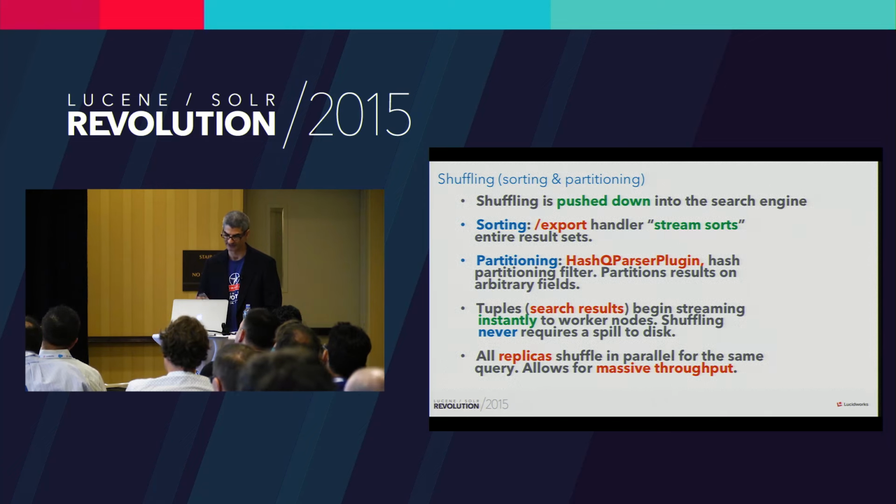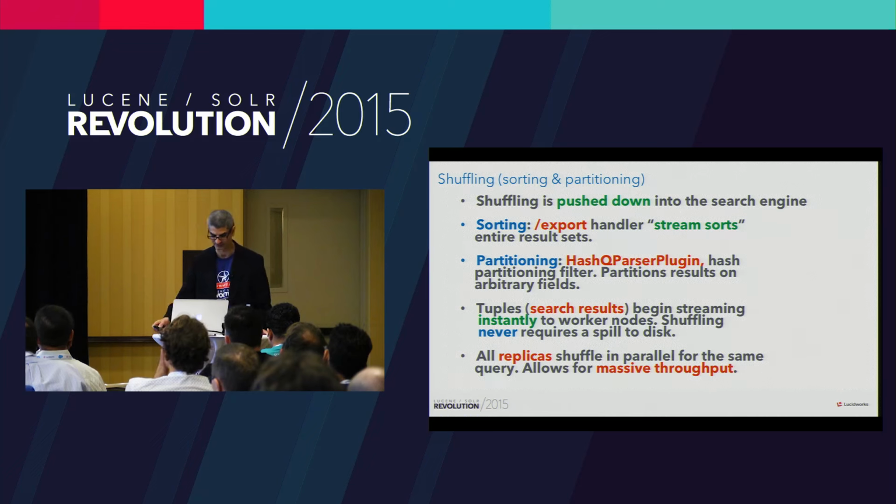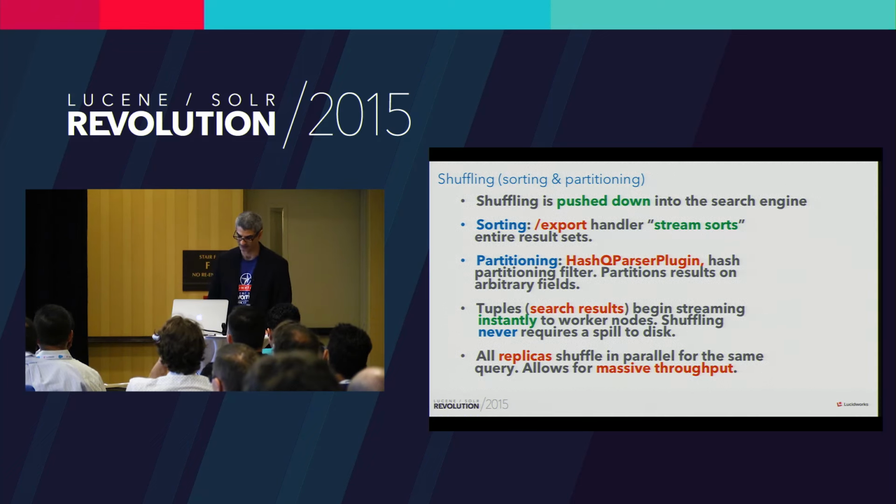Another really interesting feature of this is that all replicas shuffle at once for the same query. With Solr Cloud, typically you get one replica per shard giving you the top N documents back, and they get merged. With parallel SQL and shuffling, all replicas shuffle at once, and there'll be an example of that.